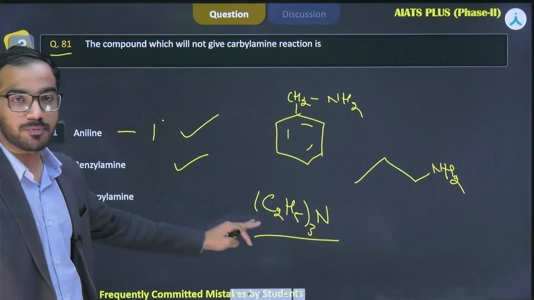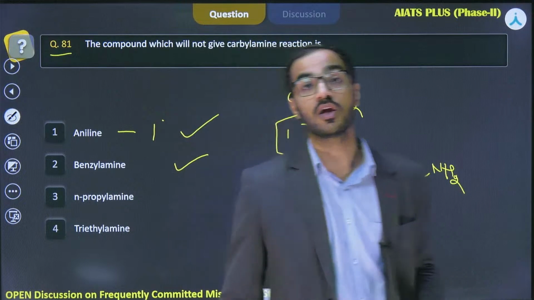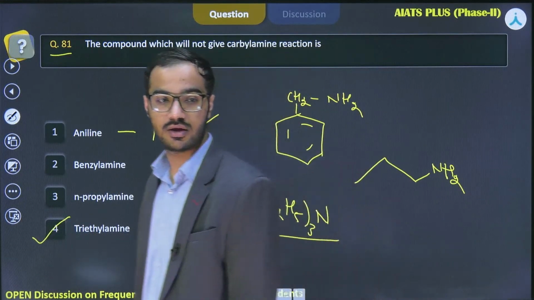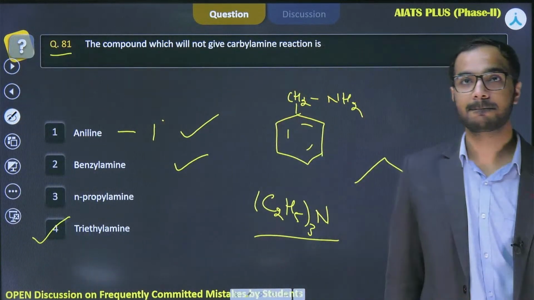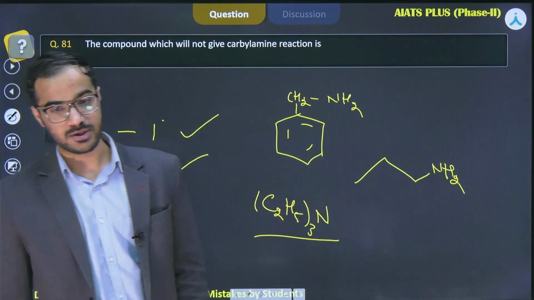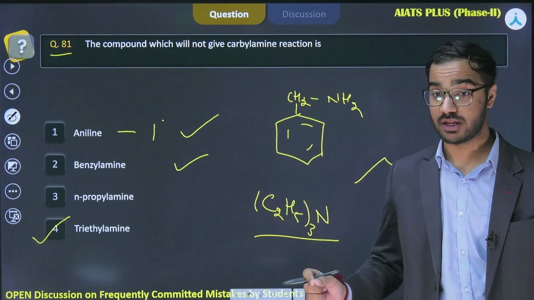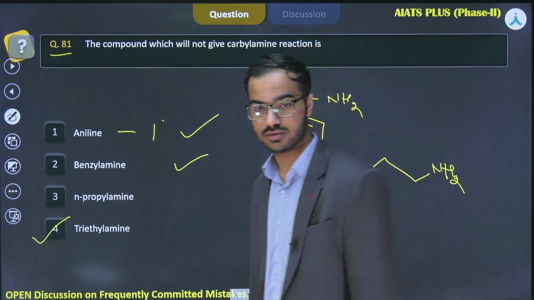And in this fourth part, this is a 3 degree amine, so it will not undergo the carbylamine reaction, which makes option number 4 the valid answer. I hope this question is clear to you all. Is it clear? Absolutely, Jaydev. 1 degree aliphatic and 1 degree aromatic amines can give this carbylamine test.